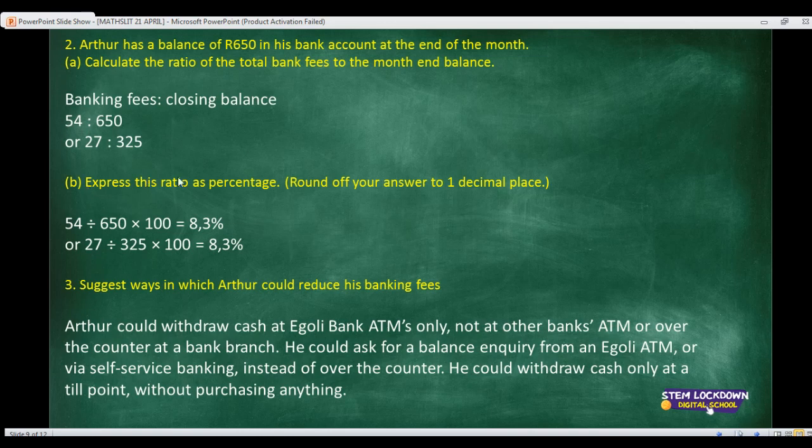And question B, express this ratio as a percentage, meaning then you round off your answer to 1 decimal place. So the ratio we're given here is 54 is to 650. We express this as a percentage. So you're going to say 54 divided by 650. Then that fraction multiplied by 100 is equal to 8.3%.